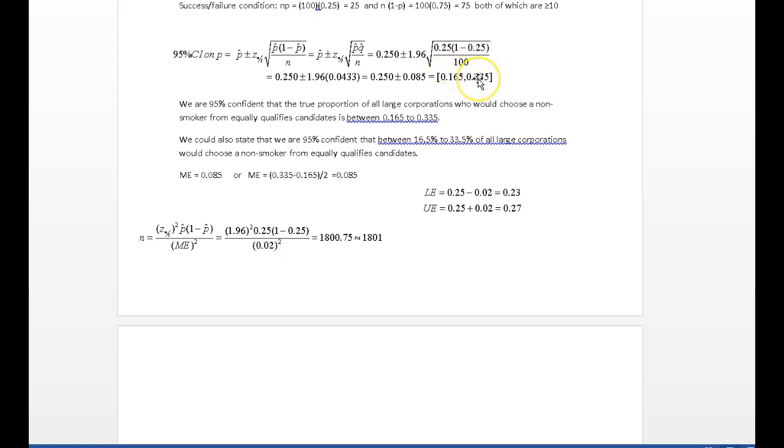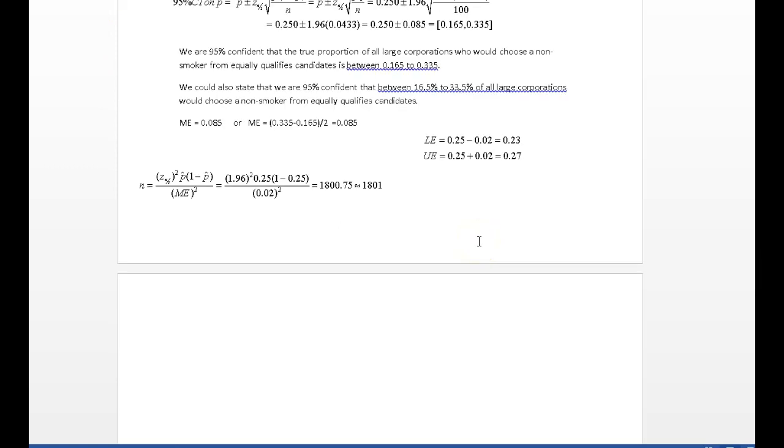This interval was based on 100 corporations. Whatever these numbers work out to be here, the difference between the upper and lower will be 0.04 as opposed to the 0.085 that I have up here. And of course, the reason this one is going to be narrower is because my sample size this time would be a lot bigger, 1801. All right, I'm going to shut it off here and we will proceed with other parts of this question.